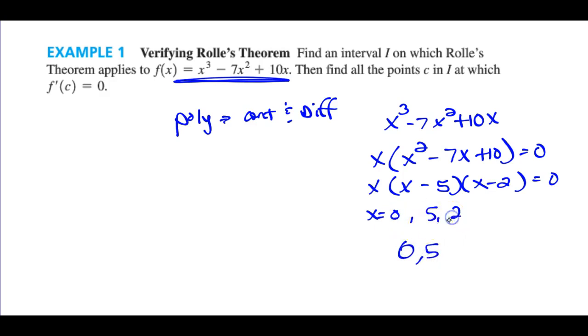I could pick the 0 and the 2. I could pick the 2 and the 5. There's going to be a max or a min in all of those intervals, and I'll show you a graph of this in just a moment. I'm going to choose 0 and 5. I might find more than one max or min.